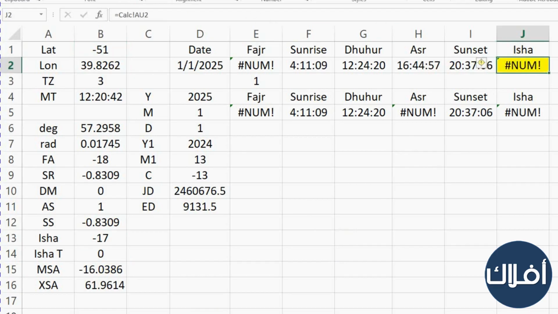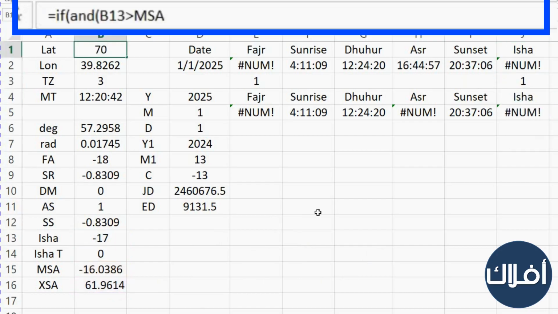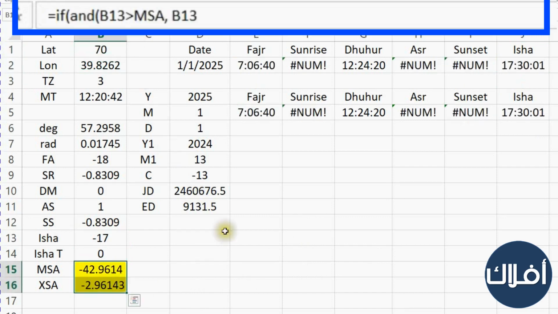So in this cell, we'll put the equation IF the Isha angle is greater than the minimum and the Isha angle is less than the maximum, we'll put blank. Otherwise, we'll put 1, which means a special case. So if we set the latitude to 70, we'll see that the maximum altitude is negative, which means that the sun is below the horizon and does not rise throughout the day.